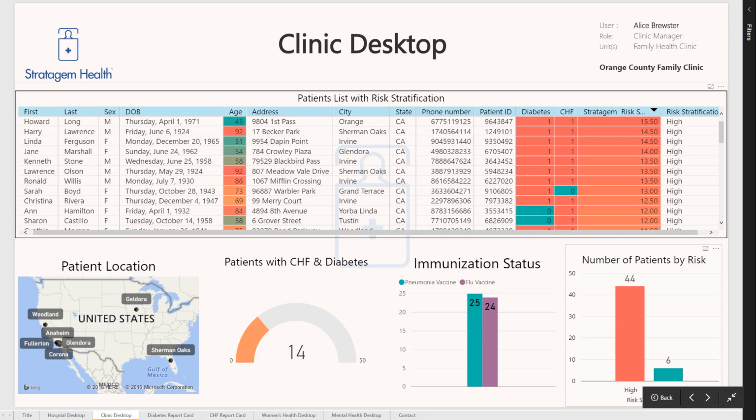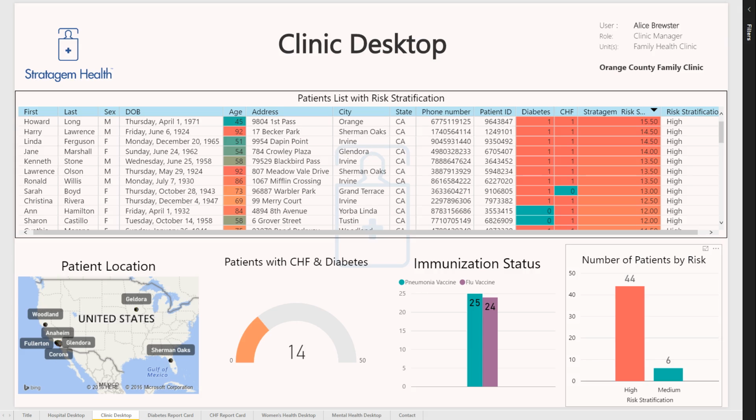So you can see that there are a total of 50 patients, of which 44 would meet the high risk stratification. And of these, 23 have received the pneumonia vaccine, meaning that the remaining 21 need to be addressed. And then the flu vaccine, about half of them have received it. And this kind of a desktop is critical for clinics with limited staffing because it helps them focus their resources on those patients that are falling through the cracks.